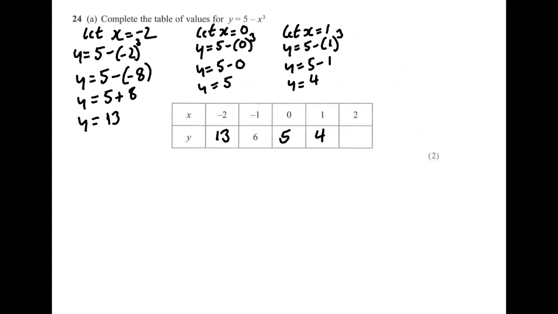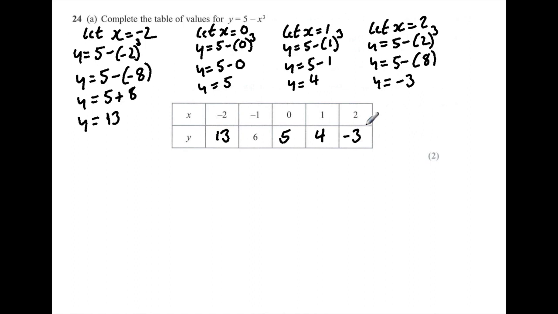And our final point is when x is equal to positive 2, so let x equal 2. We have y is equal to 5 minus (2) raised to the power 3. And then y is equal to 5 minus 2 cubed, which is 8. Y is equal to 5 minus 8, which is minus 3. And so our final point is minus 3. When x is 2, y is minus 3.